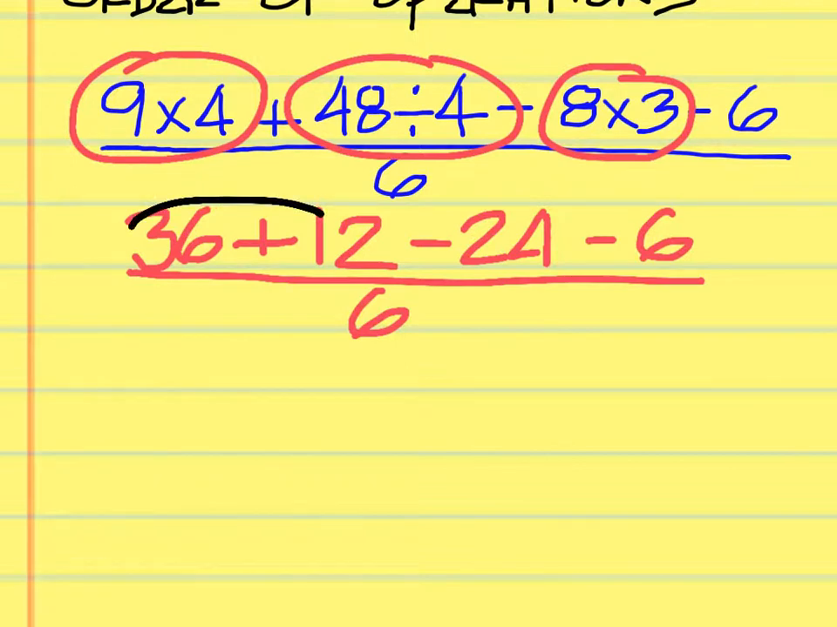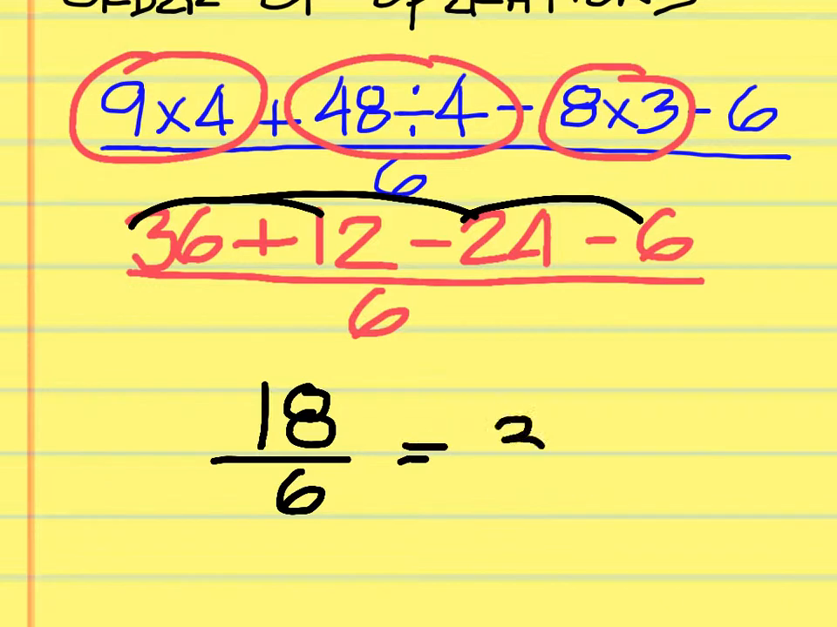36 and 12 is 48. 48 minus 24 is 24. 24 minus 6 is 18. Divide by 6, you should get an answer of 3.